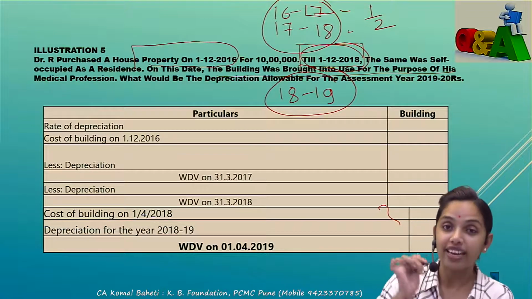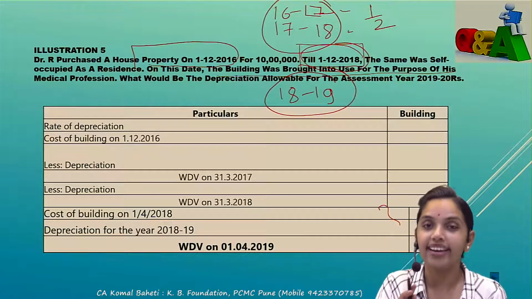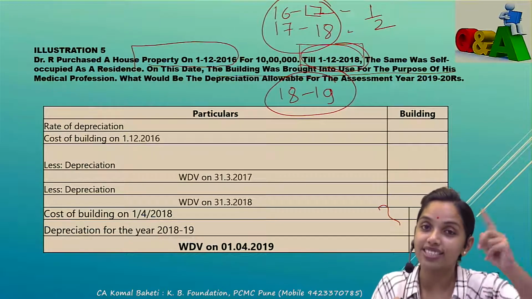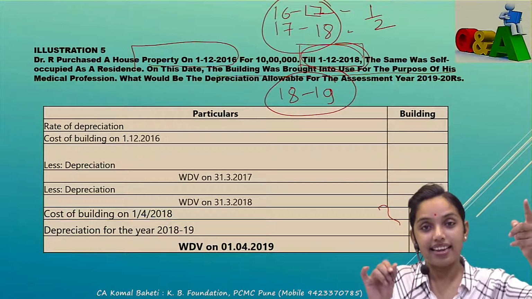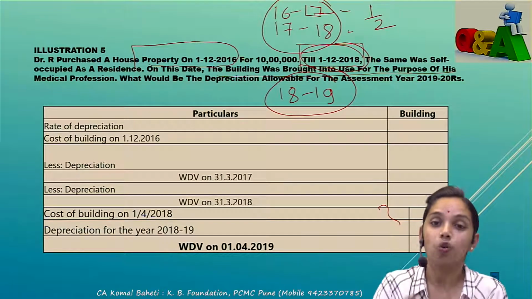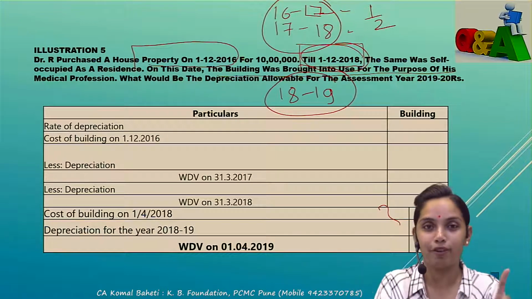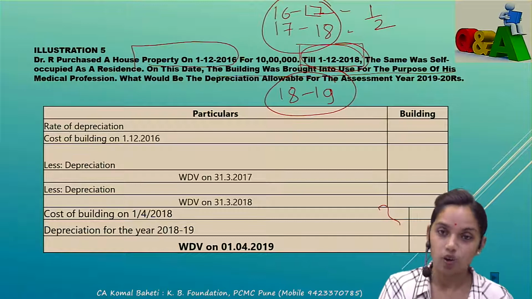So when it has been used for the business, correct, but the asset was not acquired in 18-19. The asset was acquired in 16-17, and in 18-19 for the business purpose the asset is put to use for less than 180 days. So only one of the conditions has been satisfied. So the half rate won't be applicable for 18-19. Hopefully clear with the question.